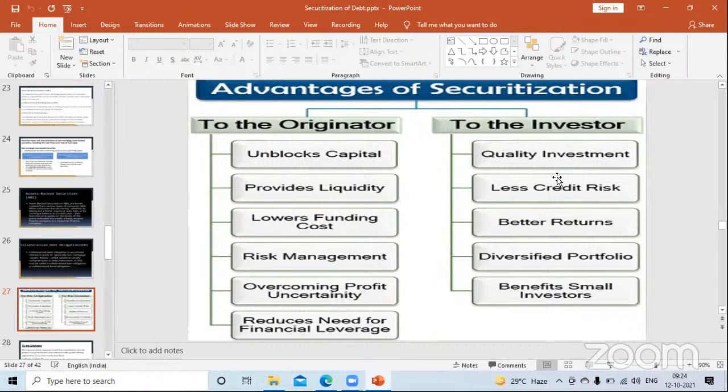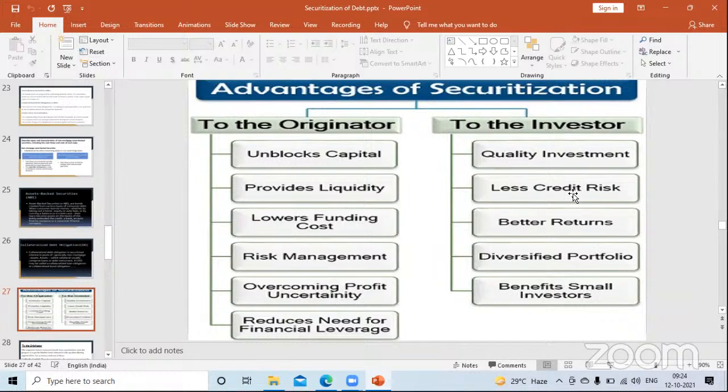Next, there are a few advantages to the investor as well. Investor means who invests in these particular assets which are converted into securities. Quality investment, yes, because it is looked after by an expert institution, which is known as the special purpose vehicle. So it is quality investment. Less credit risk. Credit risk is not that much attached with these assets, because anyway these are assets, and they have some value in the market, and therefore credit risk is not attached to them.